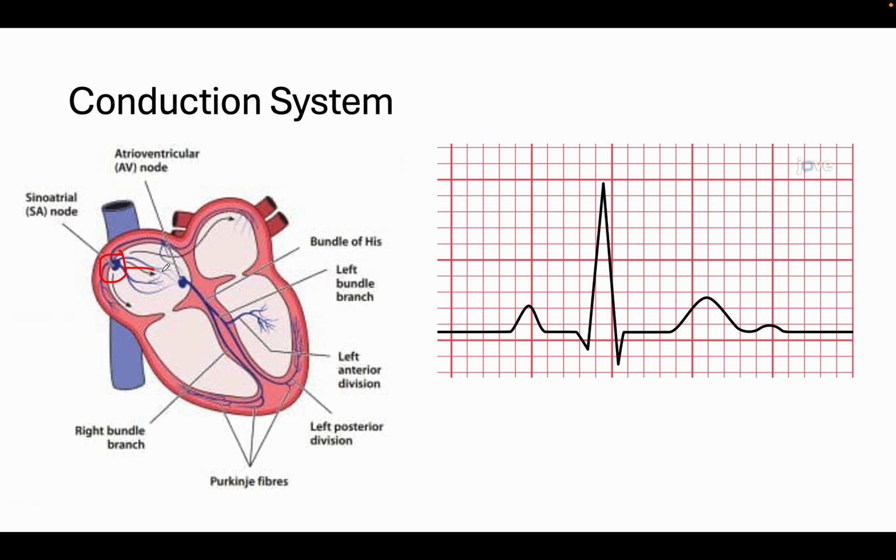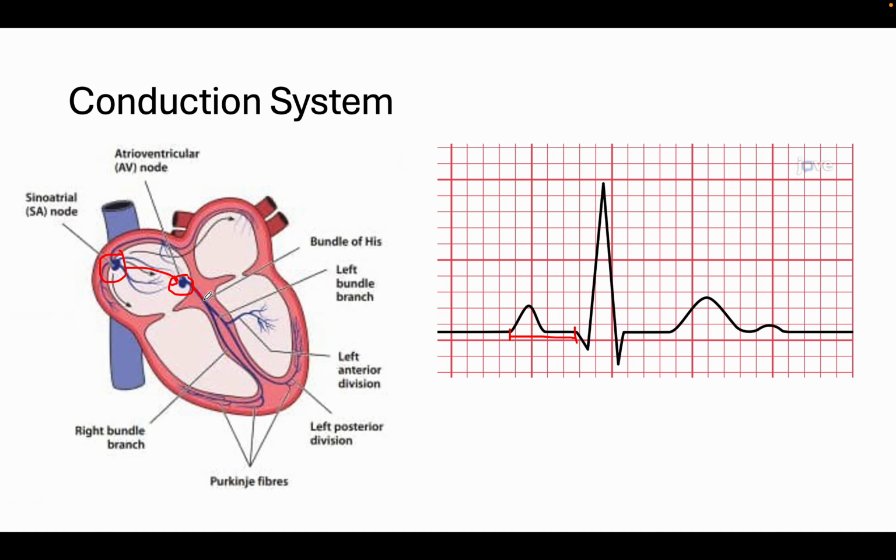That signal will then eventually reach the atrioventricular node, which will hold on to that action potential, creating a physiological delay, and that will be seen on the ECG as a PR interval, which is measured from the beginning of the P wave to the start of the QRS complex, which is this big spike here.